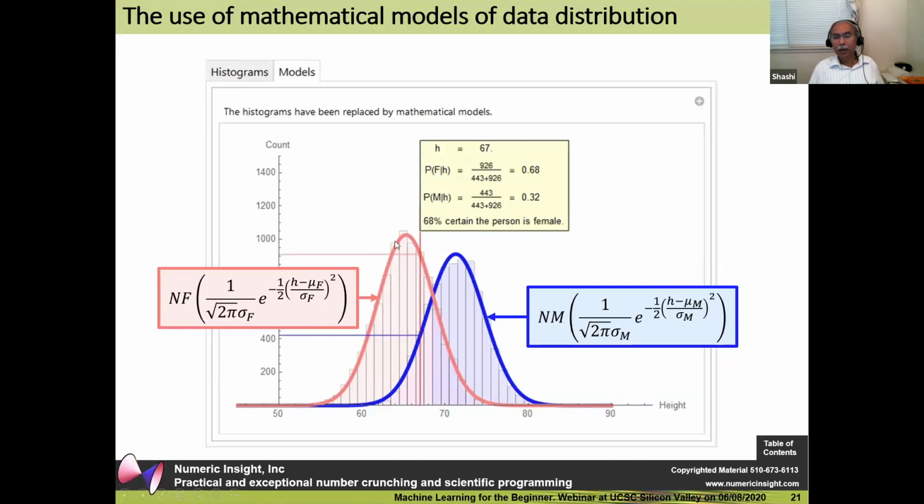This pink curve depends only on three things. It depends on the total number of females. It depends on the standard deviation of females. It depends on the mean of females. When I say mean of females, I mean female heights. And so also this male: total number of males, standard deviation of male heights, and mean of male heights. Those are the only things that these two curves depend on. And these are much better really.